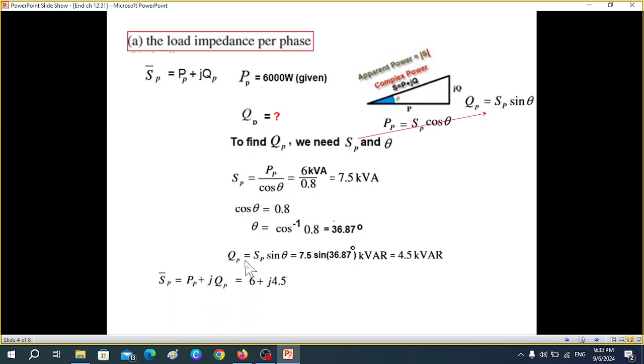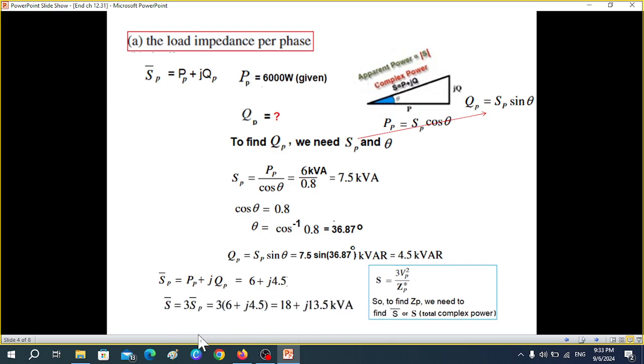Okay, so now that we have found Q and P, we can find per phase complex power. This one is 6, this one is 4.5, all in kV. And from here, now we'll find ZP. Okay, now to find ZP, we need to find the total complex power.